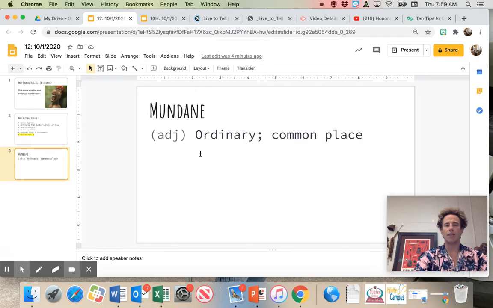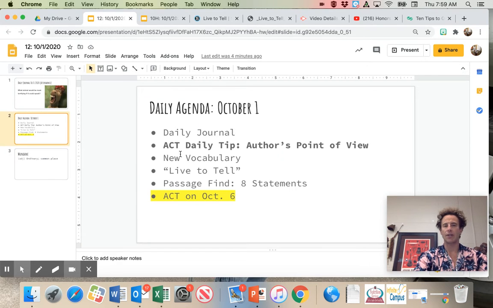All right, new vocabulary. We have mundane. It's an adjective describing something as ordinary, commonplace. The mundane lesson made me yawn and hardly kept my attention.